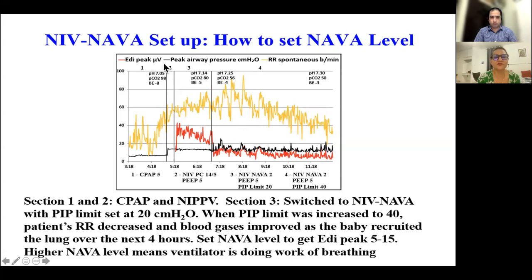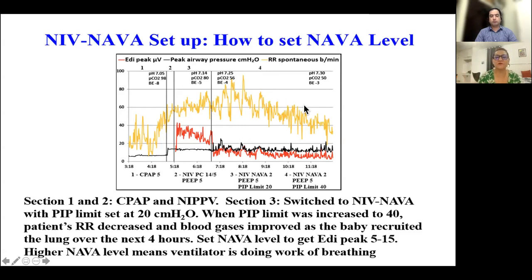So there is a little bit of improvement in the gases, but still the pH is quite low and the CO2 is quite high. And you have put the baby on NIV NAVA here. From when you put the baby on NIPPV, it got better to 7.14 and PCO2 of 80, but it's still not fine. Once you put the baby on NIV NAVA, you can see slowly, when you kept the pressure limit at 20, still, because it's a very badly damaged lung, the pH is 7.25, but PCO2 is still 56.